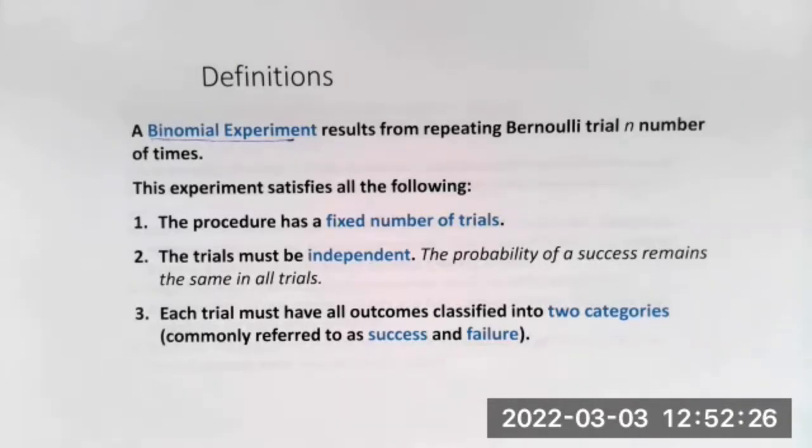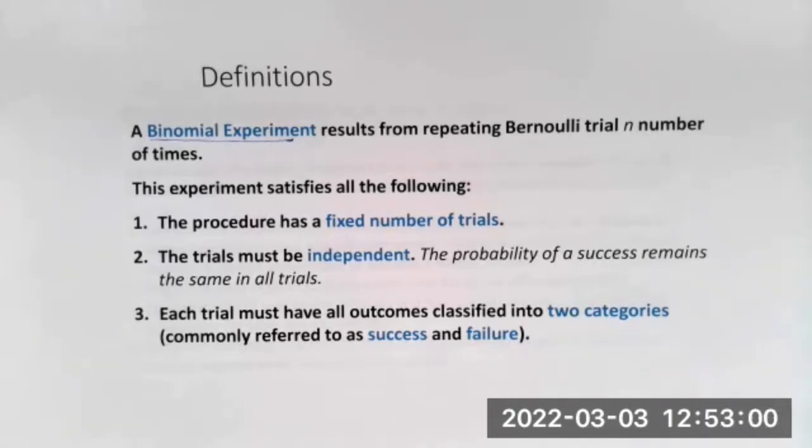That's number one. Number two, the trials must be independent, which means that the outcome of the previous one does not affect the probability of the outcome of the second trial. So when we're flipping a coin, in terms of probability, we're starting all over again. Whatever we got on the first trial is not going to influence the probability of success on the second, and so forth.